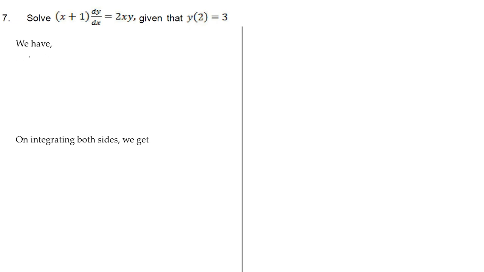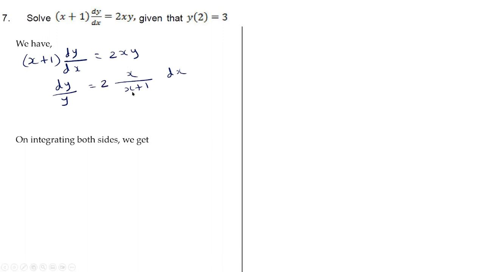We have (x + 1) dy/dx = 2xy. Let us collect all terms with y on one side and x on the other side. So dy/y = 2x/(x + 1) dx. Let us keep this 2 outside.